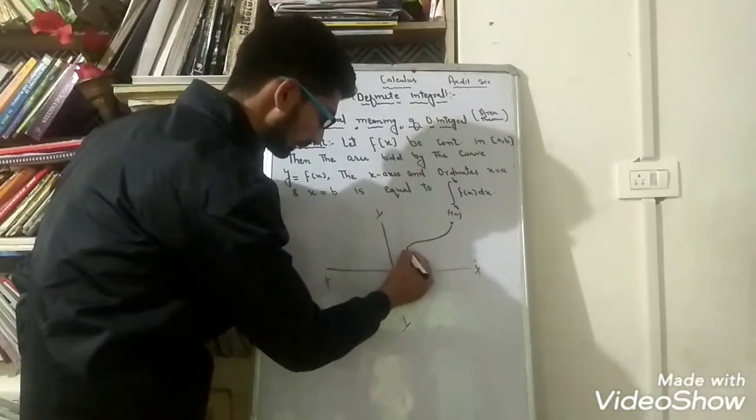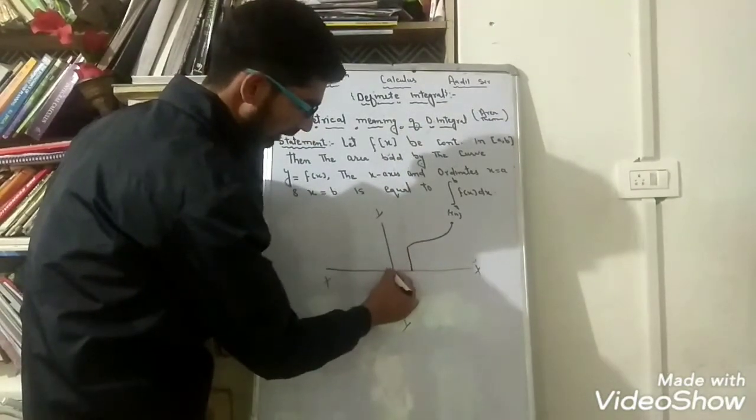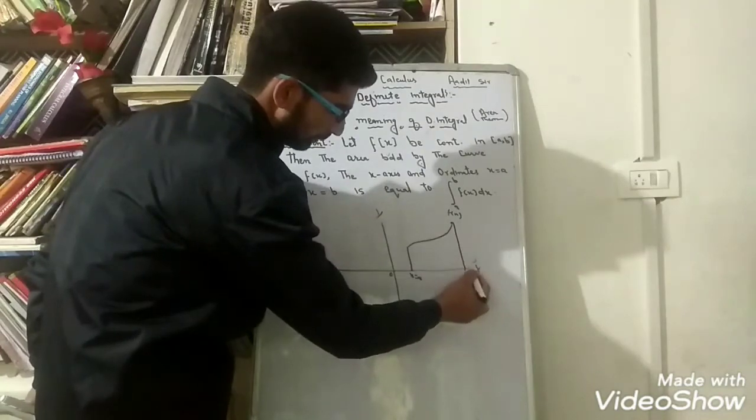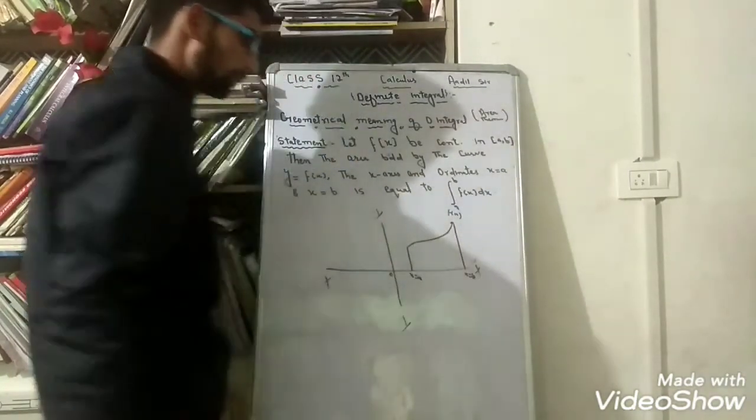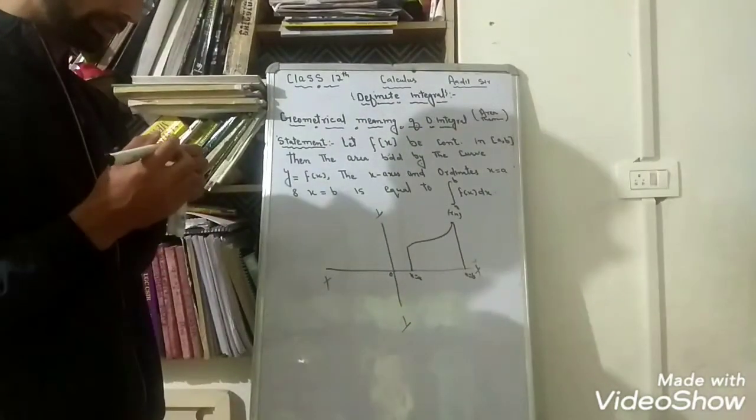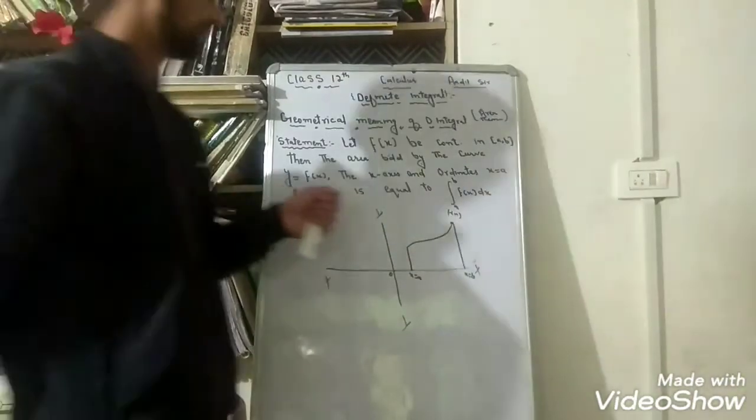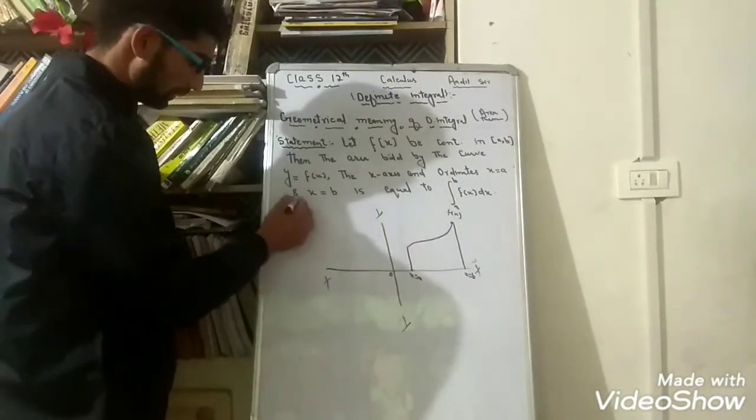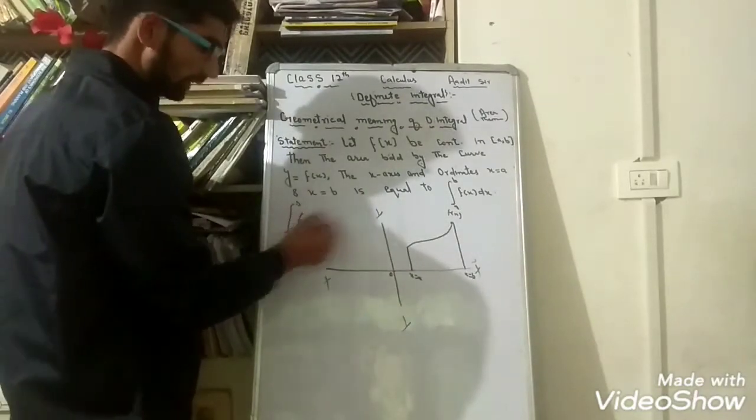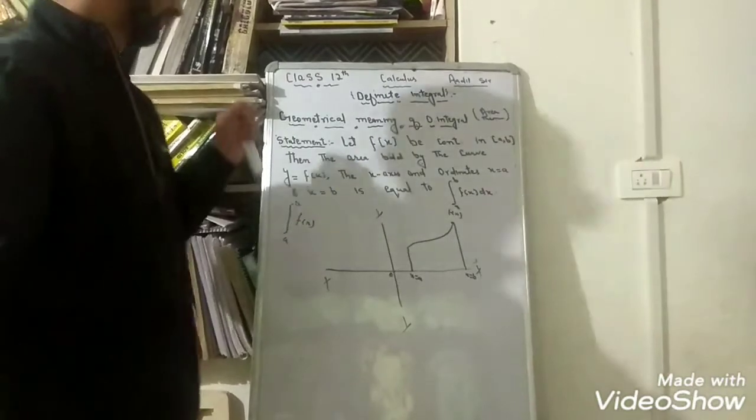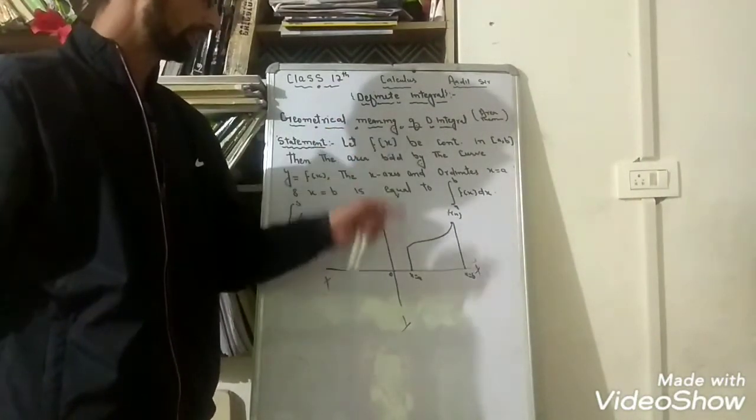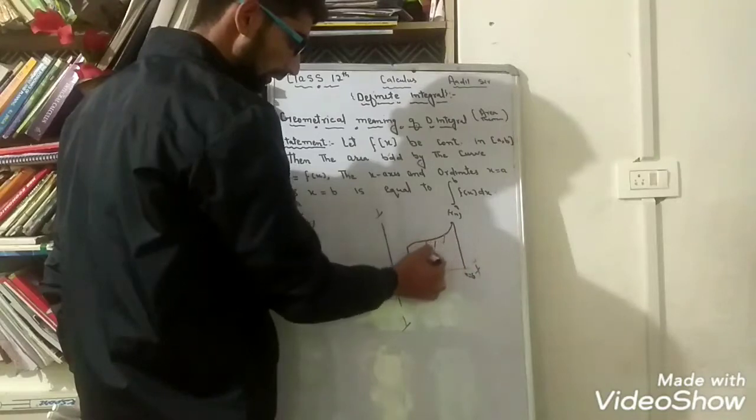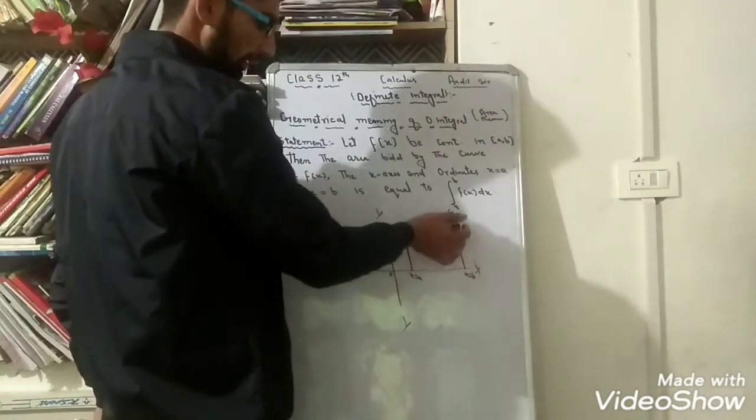So here, if this is origin, then this is x is equal to A, and this will be x is equal to B. Now, the geometrical meaning of this very definite integral is that it represents, if we have an integral a to b of this function f of x, this curve, then the geometrical meaning of this definite integral is that it gives us the area that is under this curve f of x bounded by x is equal to a and x is equal to b and the x-axis.